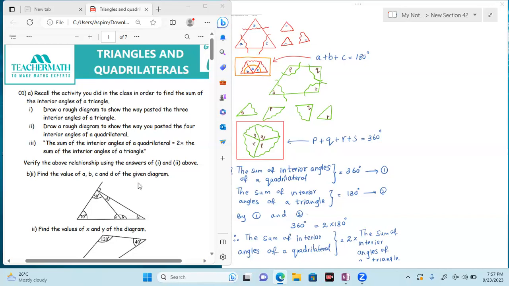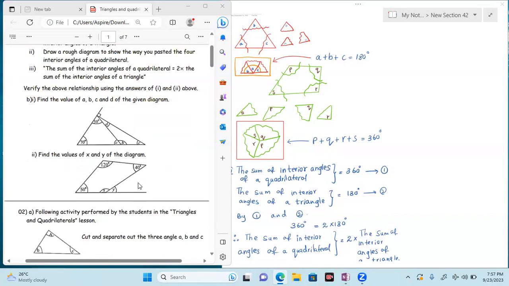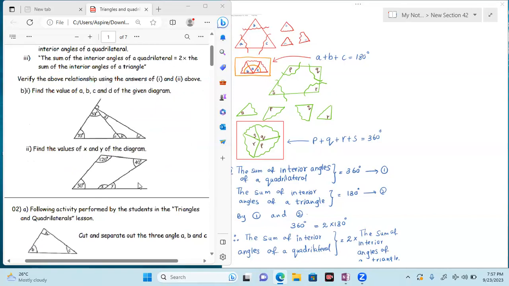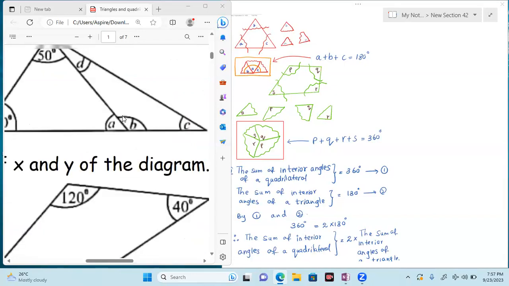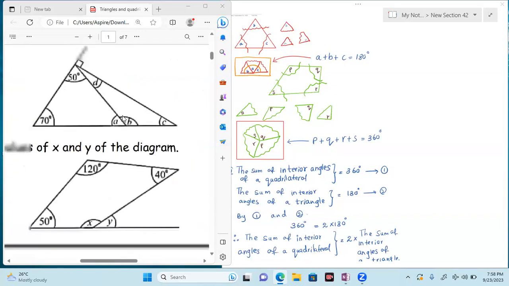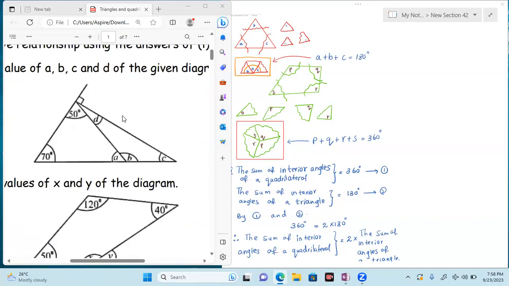Then look, son, in part B we have to find the value of A, B, C and D of the given diagram. When you are given such a question and asked to find the unknown terms, you have to start from the place that is easiest, where we can make the relationship. Now look at this diagram. The diagram has a balloon. Here there is an exterior angle of 90 degrees, no? And also you can see that here, look here.